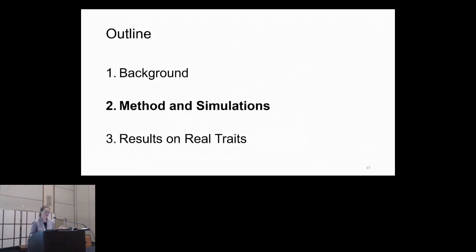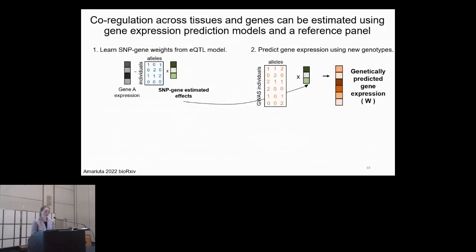All right, so now I'm going to present our method and our simulation results. In order to estimate co-regulation, which is a very important component of this method: if you're not accurately estimating co-regulation, you're not actually understanding how the TWAS statistics that you're getting are related to one another. This is like how accurate your LD scores would be if you're trying to estimate heritability from a GWAS. So the first two steps of estimating co-regulation are the same as the first two steps for running TWAS. We can estimate co-regulation using gene expression prediction models and a reference panel.